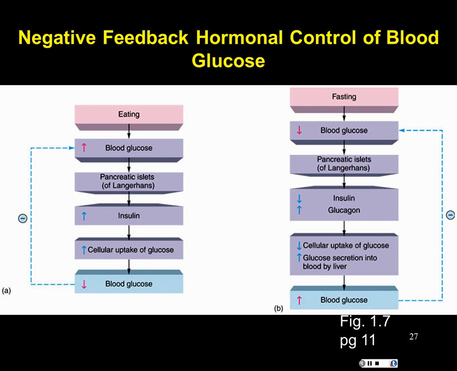Another example is the antagonistic relationship between insulin and glucagon, to bring your blood sugar back to set point. If it's too low, glucagon brings it up. If it's too high, insulin brings it down. Again, we'll cover this pathway in the third unit, so you don't need to know it yet. I'm just trying to illustrate some things that would be familiar to you.